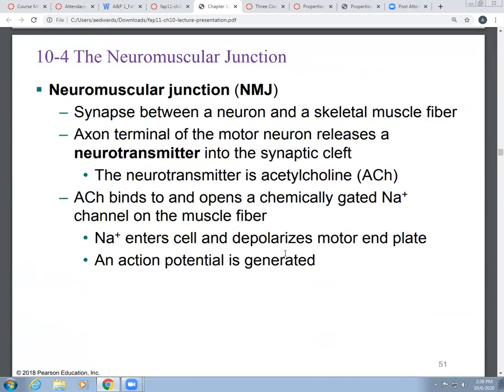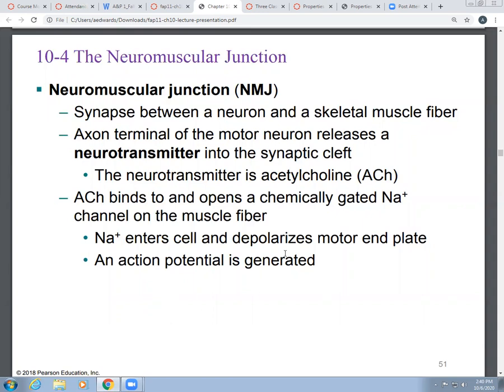Okay, another term, the neuromuscular junction. Neuro, nerve, right? Muscular, muscle, junction is a meeting point. So don't get caught up by the word, just break it down. It's a synapse between a neuron and a skeletal muscle fiber. Okay. And at least in lab, we talked briefly about neurons a little bit when we talked about nervous tissue.